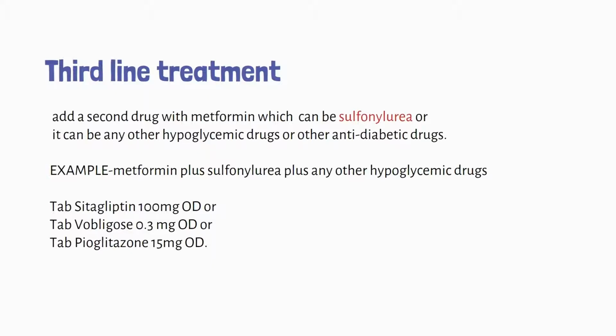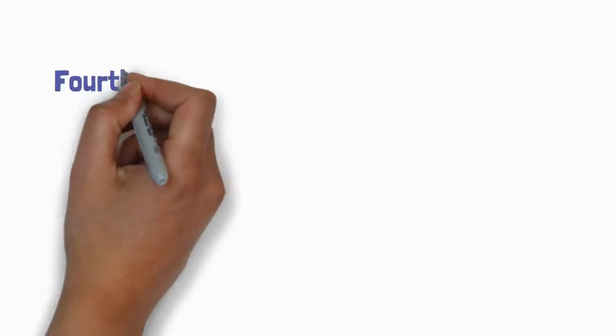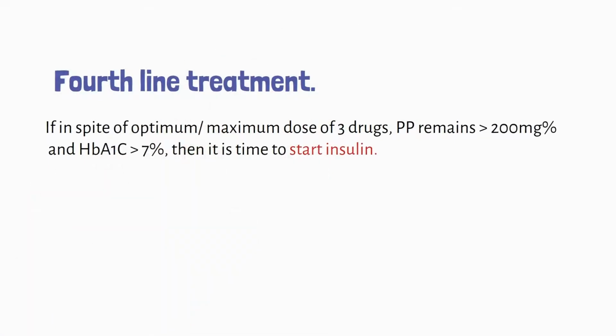After that you can start triple therapy, which is a combination of 3 types of anti-diabetic drugs together. Metformin plus sulfonylurea plus any other hypoglycemic drugs. And the last option, then we can give insulin to patients if it is not controlled, and that is fourth-line treatment.